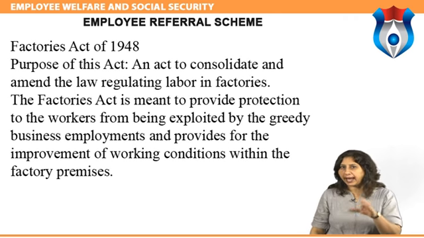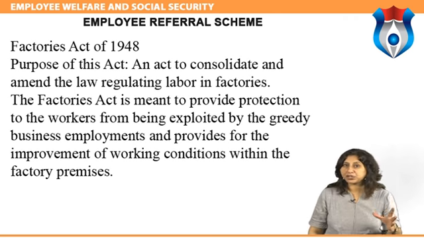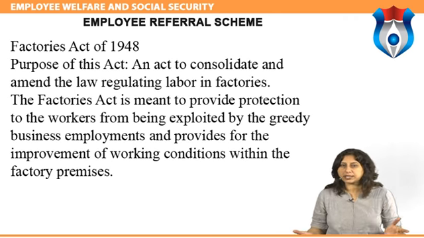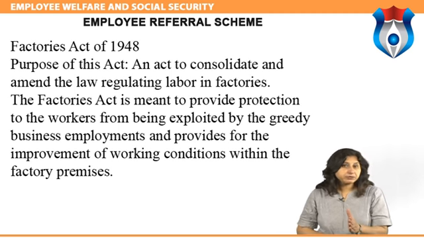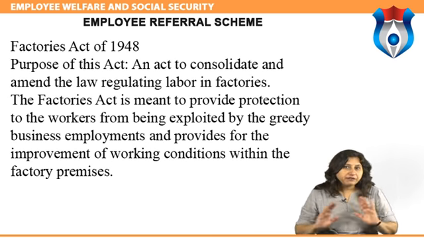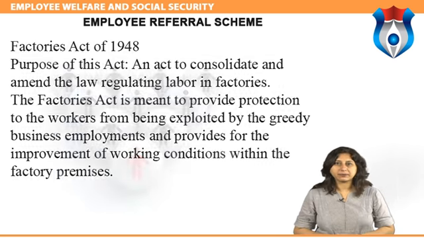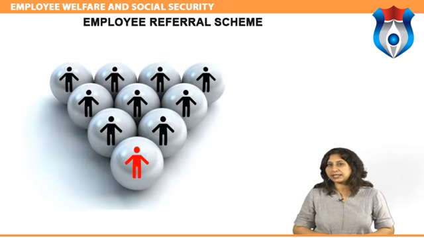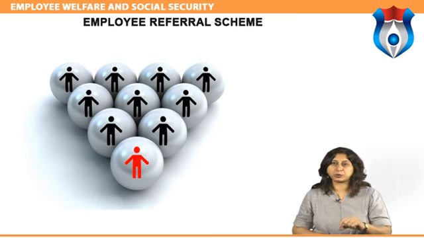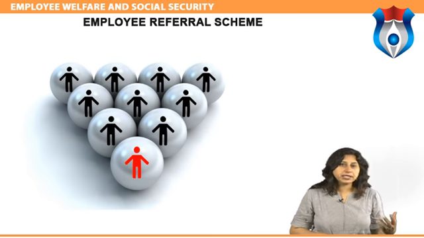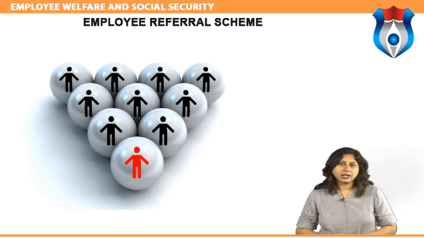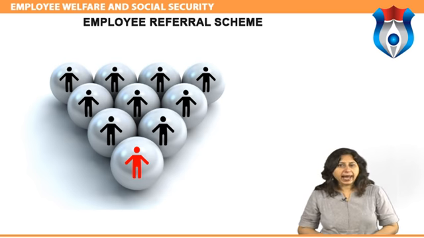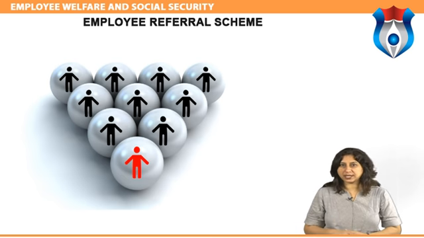Factories Act of 1948. Purpose of this act: an act to consolidate and amend the law regulating labor in factories. The Factories Act is meant to provide protection to the workers from being exploited by greedy business employers and provides for the improvement of working conditions within the factory premises. The main function of this act is to look after the welfare of the workers, to protect the workers from exploitation and unhygienic working conditions, to provide safety measures and to ensure social justice.